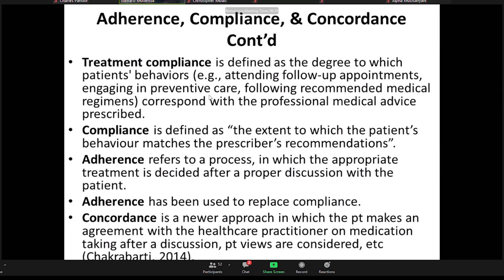Okay, so like I was saying, concordance has depressed mostly compliance and adherence, but I can assure you, as of today, we more practice compliance and adherence. Concordance is very, very difficult to implement, because imagine the patient has to agree with the healthcare practitioner after a thorough discussion. It's very difficult to implement, but that's what is recommended.